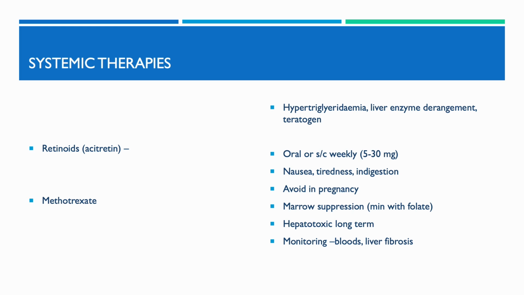Perhaps the most frequently used first systemic agent is methotrexate. Methotrexate is given once weekly. It can be given either orally or by a subcutaneous route.